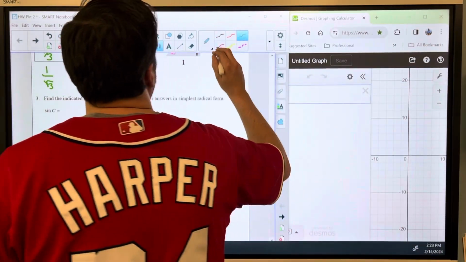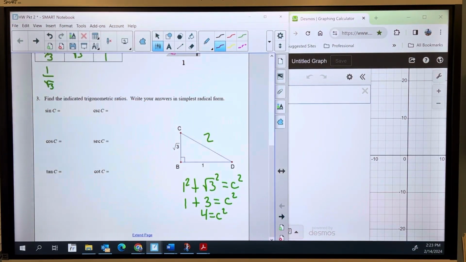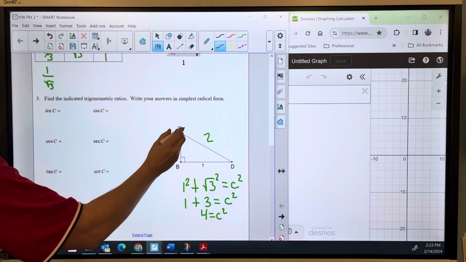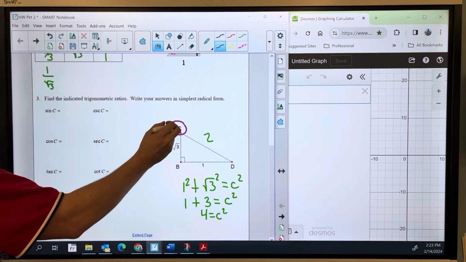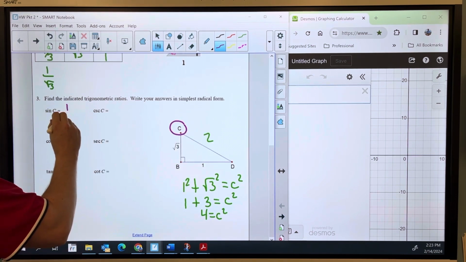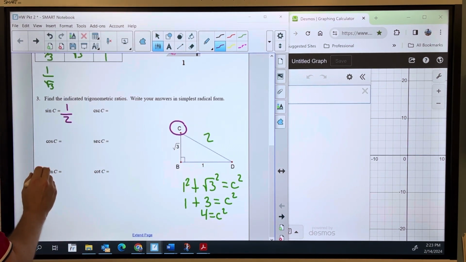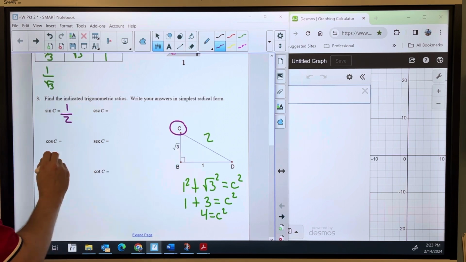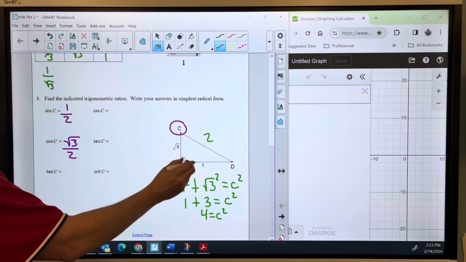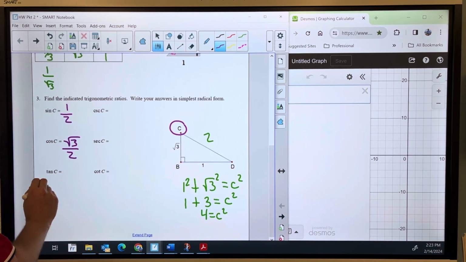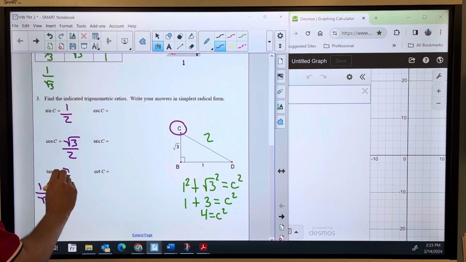Now we can go ahead and look to fill in our values. Sine of c, so we're basing everything, all 6 of them, on c. Sine is opposite over hypotenuse, 1/2. Cosine of c, adjacent over hypotenuse, root 3 over 2. And tangent of c is opposite over adjacent. So we end up with 1 over square root of 3, or the way that we want to write it, square root of 3 over 3.